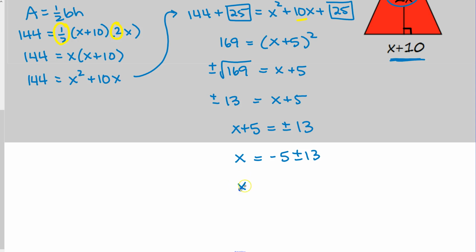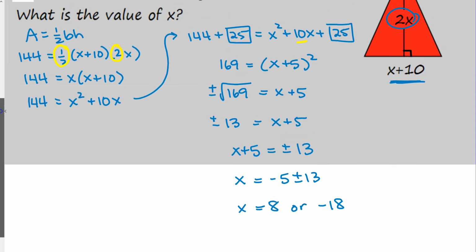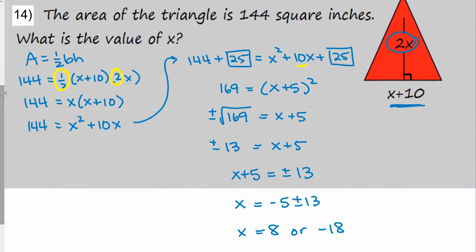Negative 5 plus 13 is 8. Negative 5 minus 13 is negative 18. But remember, in the context of this problem, the height and the base should be positive numbers. So negative 18 is not going to make sense. So that one's extraneous. So just x equals 8.